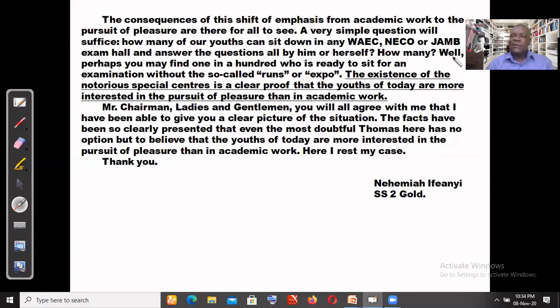How many? Well, perhaps you may find 1 in 100 who is ready to sit for an examination without the so-called runs or expo. The existence of the notorious special centers is a clear proof that the youths of today are more interested in the pursuit of pleasure than in academic work. See, that last point is your thesis. Actually, it is a major point. You have provided the evidence and you have done it in a summary form there.